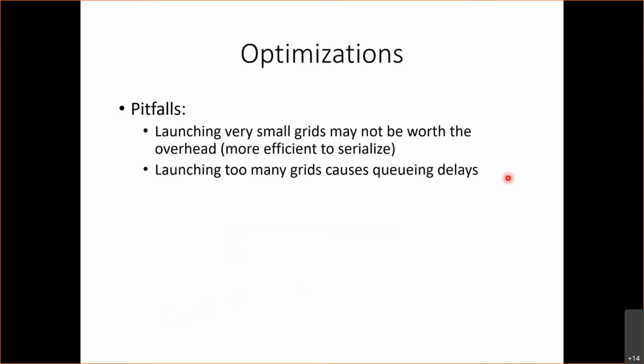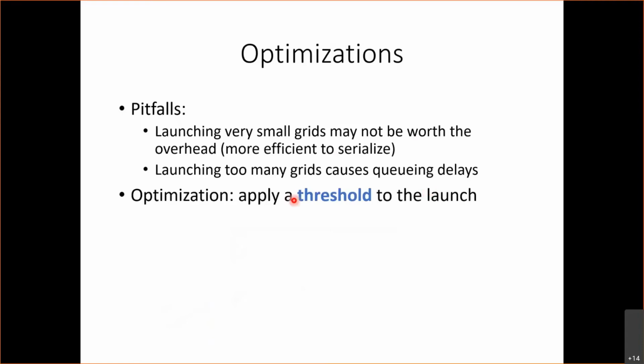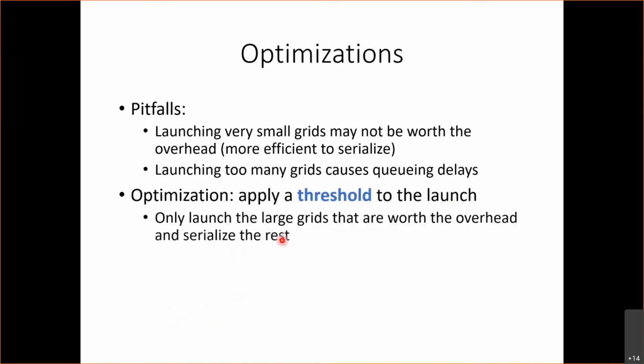So two important optimizations that we can use to not have too many grids being launched, and not have these grids be very small, is, one, we can apply a threshold to the launch. So that if I have small grids, I don't launch them. I just serialize the work in the parent, and I only do launches for the large grids that are worth the overhead.